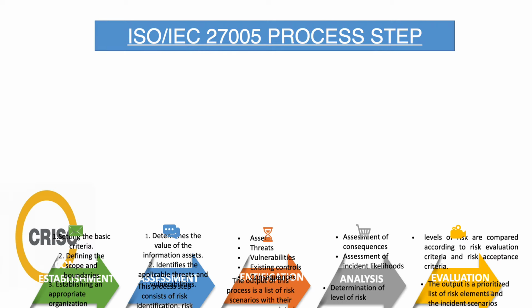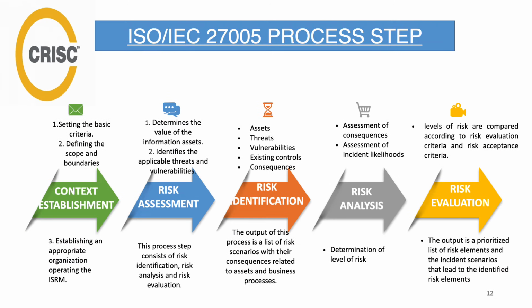Okay, let's move further ahead to the ISO/IEC 27005 process step. Let's first discuss what the ISO/IEC 27005 process step is. ISO 27005 describes the risk management process for information and cyber security. It is also a part of the ISO 27000 series, which means its advice is part of a broader set of best practices for protecting your organization from data breaches.